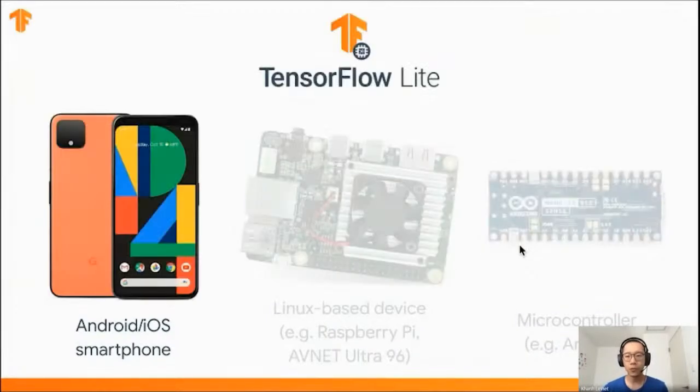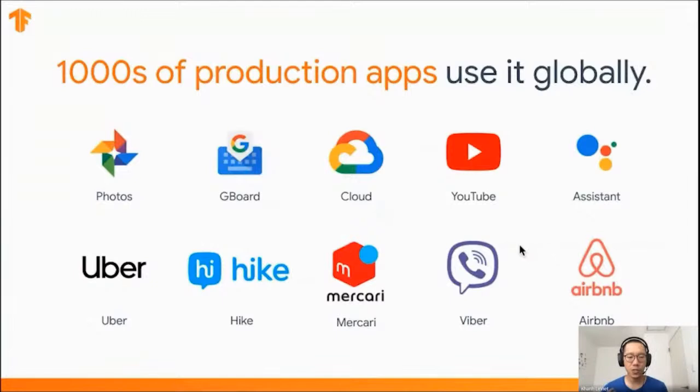So let's talk about iOS and Android smartphones. And this is probably the most popular platform for on-device machine learning at this moment. And we have more than 1,000 production apps globally that are using TensorFlow Lite in production, including many of the major Google apps like Google Photos, YouTube, or Google Assistant. And besides the Google apps, there are also many third-party apps that are using TF Lite like Uber, Airbnb, Hike, and so on.